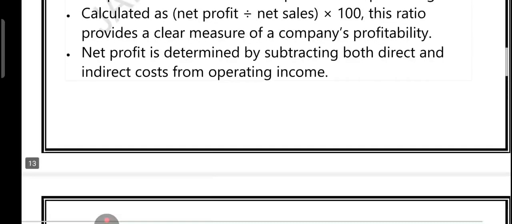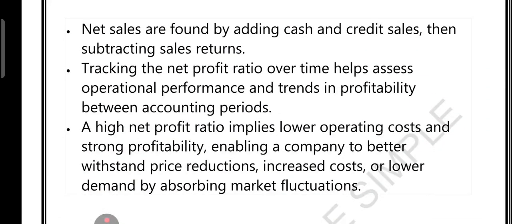So how to find the net profit? Very simple. First of all, you take the operating income. From operating income, you subtract any kind of tax you have paid and any kind of interest you have paid, and you will get the net profit, right? And how to get the operating income? I told you very easily.